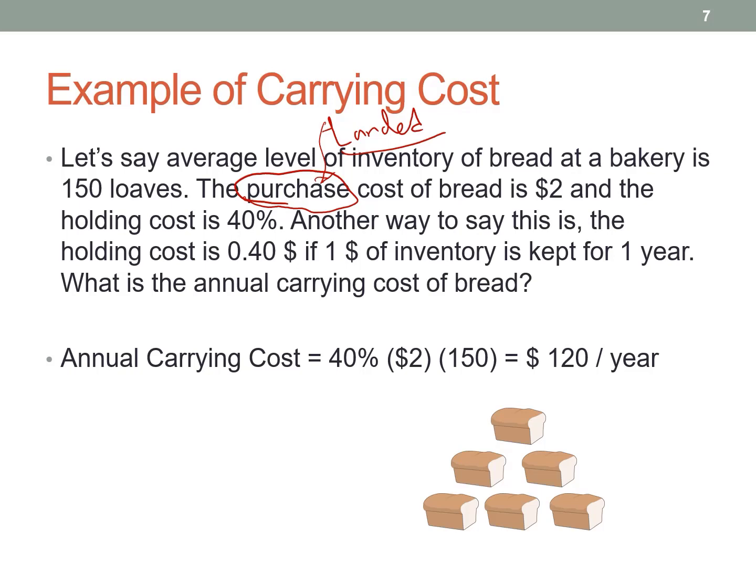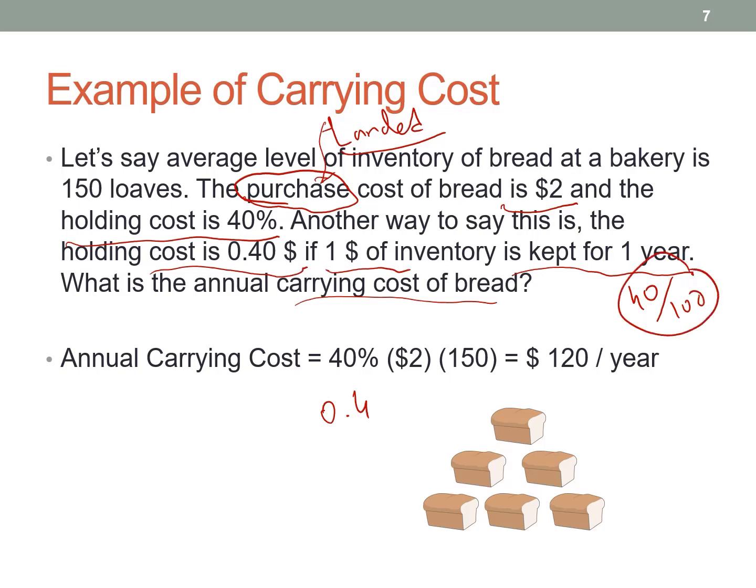The landed cost of bread is $2, and the holding cost is 40%. Another way to say this is that the holding cost is $0.4 if $1 of inventory is kept for 1 year. So what is the annual carrying cost of inventory? That's going to be H, which is 40%, or 0.4. Remember, 40% means 40 out of 100, which is 0.4. So if it's 40%, don't multiply by 40, divide 40 by 100, and multiply by 0.4.